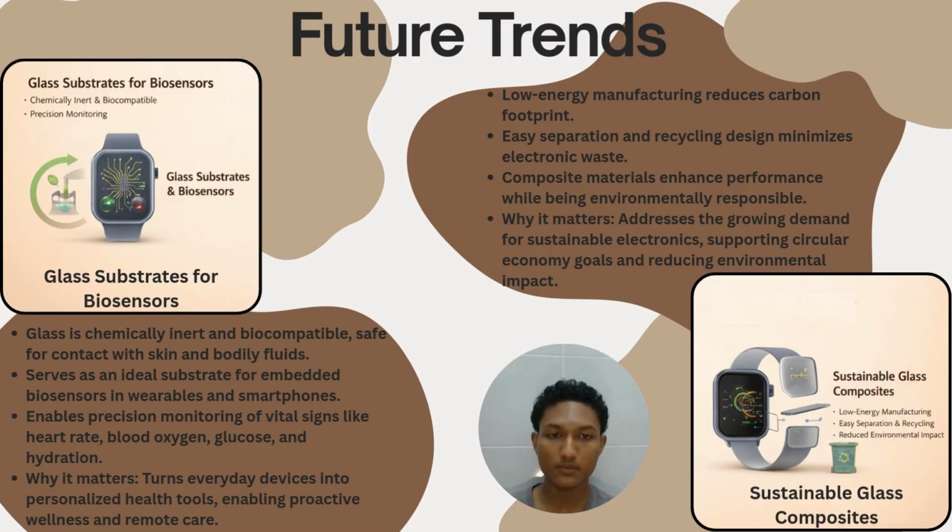Next is sustainable glass composites. As we become more eco-conscious, glass is evolving to be kinder to the planet. New manufacturing methods use less energy, which cuts down the carbon footprint. The glass is also designed to be easily separated and recycled, reducing electronic waste. Plus, new composite materials make it stronger and more efficient while staying green.